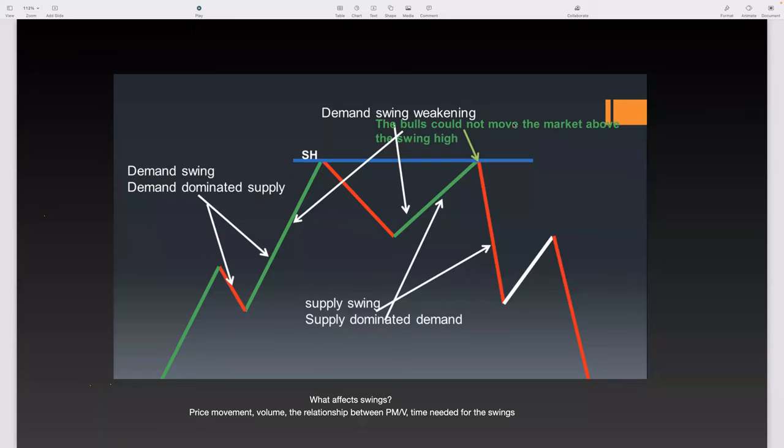If we can expect to see double bottoms, right? And we're going to see a W at demand. What do you think we'll see at supply?